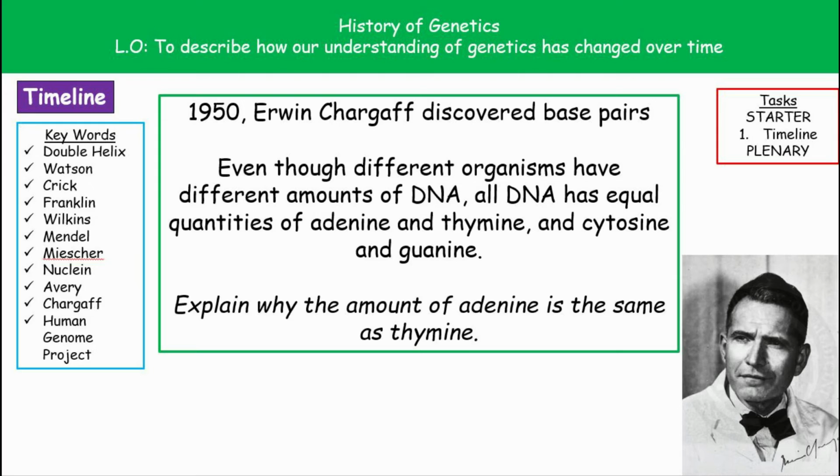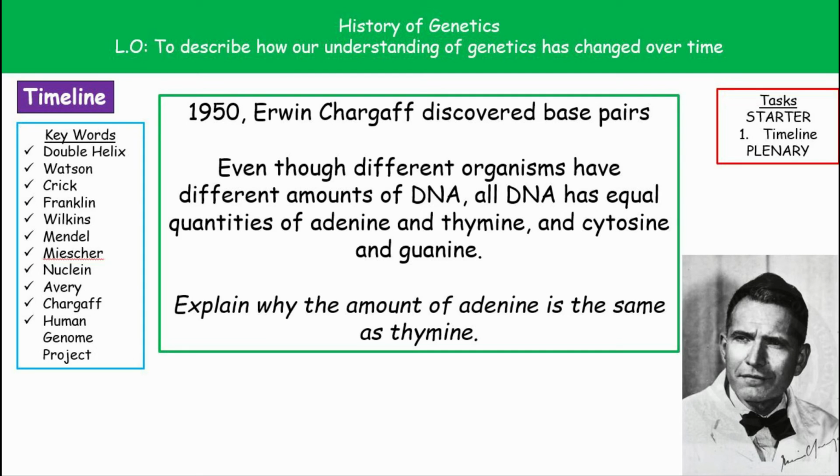Six years later, in 1950, we've got Erwin Chargaff. Now, he discovered base pairs. He did a lot of work looking at DNA in different organisms and found that even though different organisms have different amounts of DNA, no matter which organism he looked at, it all had equal quantities of adenine and thymine, and then equal amounts of cytosine and guanine.